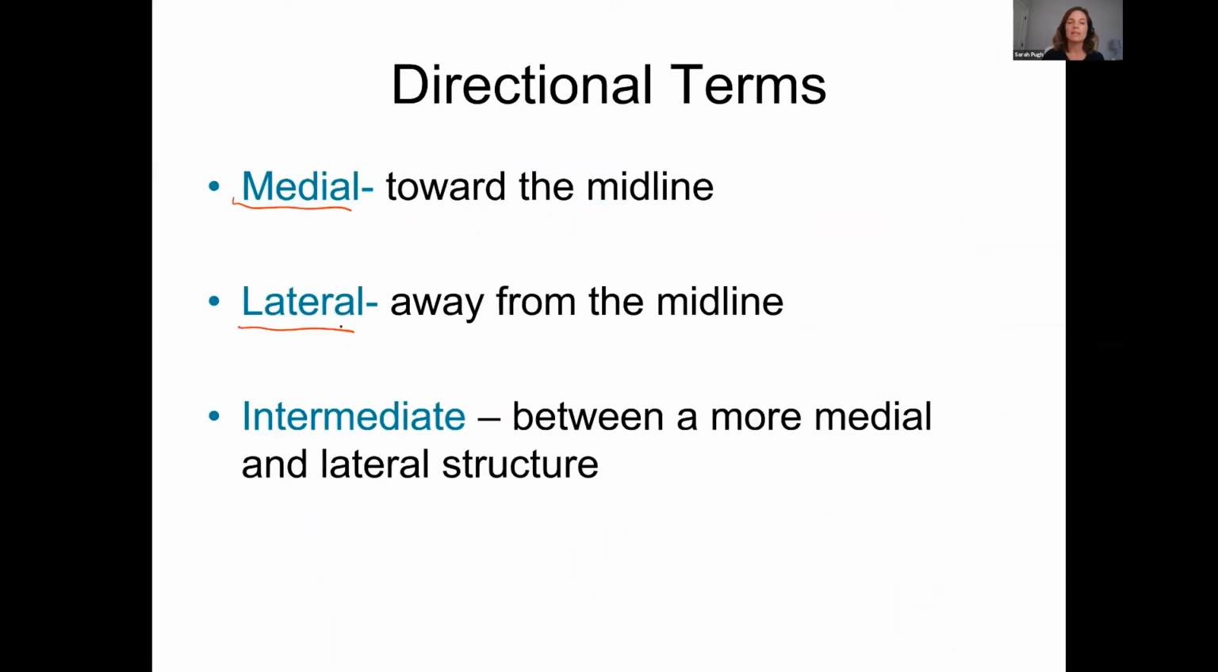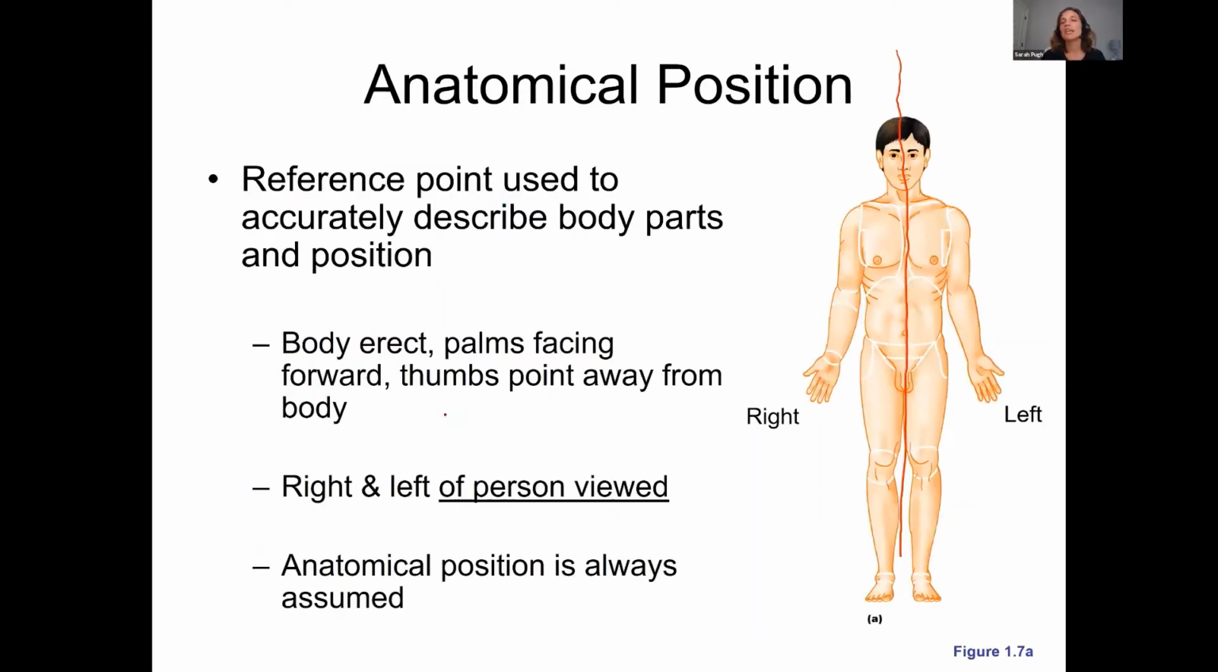And then the last term is intermediate, and this just means between something that's more medial and lateral. So I'm going to go back to this picture here, and a great example, we're going to use the head again, and we're going to say the eye is intermediate to the nose and the ear, right? It's in between something that's more medial and lateral.